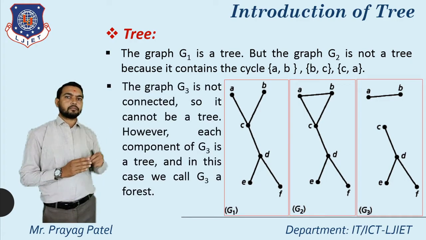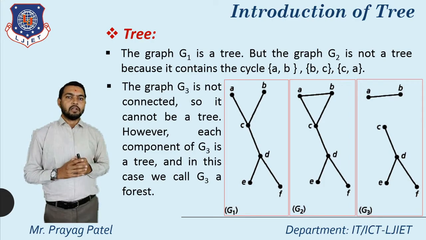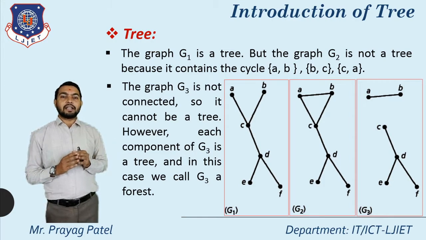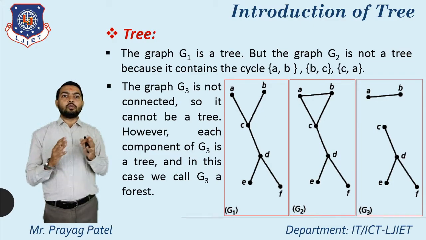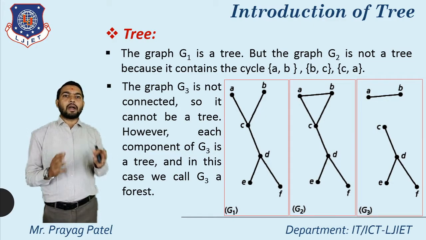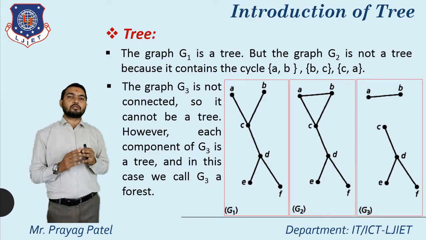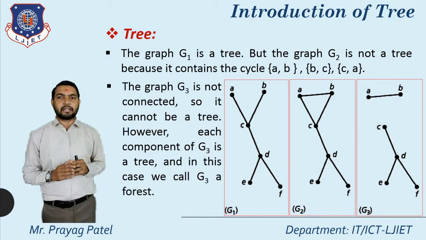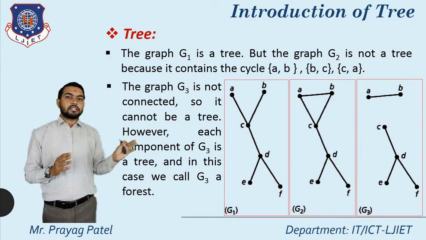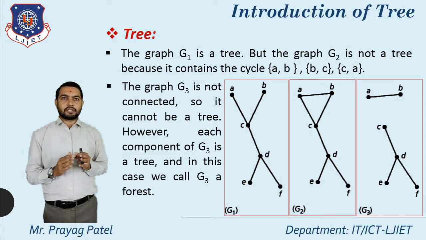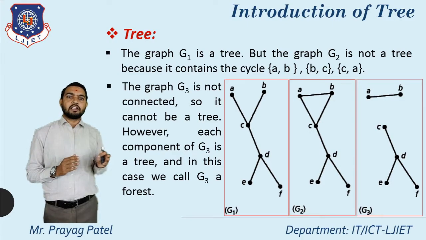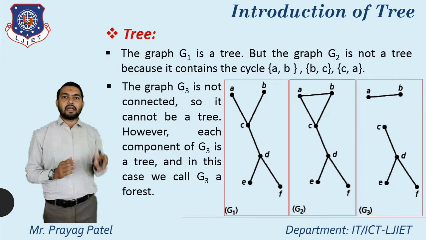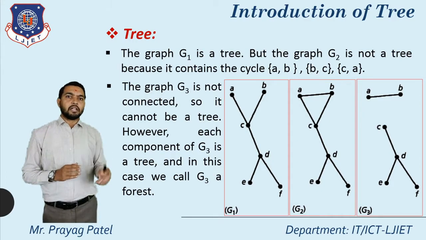Now what about graph 3? Graph 3 is not considered a tree because in graph 3 we have two different components, two parts of this graph are available. So we can say that this graph is a disconnected graph. So this G3 is considered a forest, not a tree, because one part is AB and another part is C, D, E and F. So G3 is a forest, not a tree.